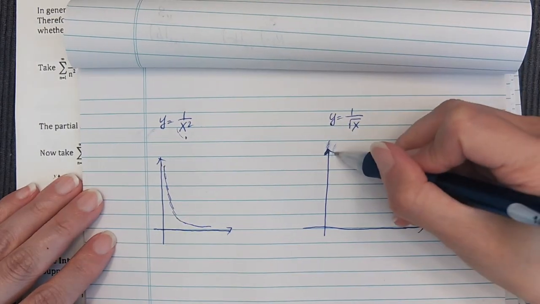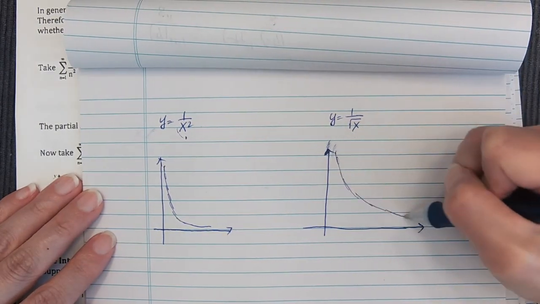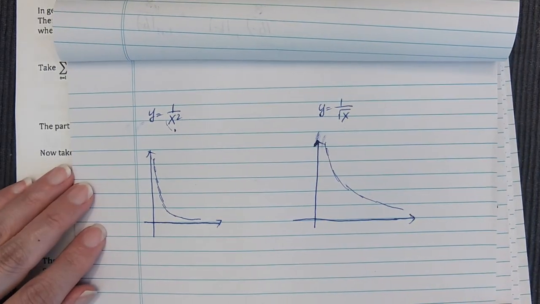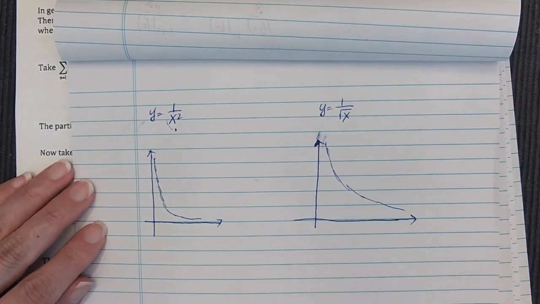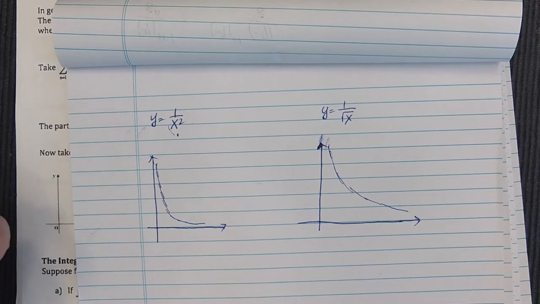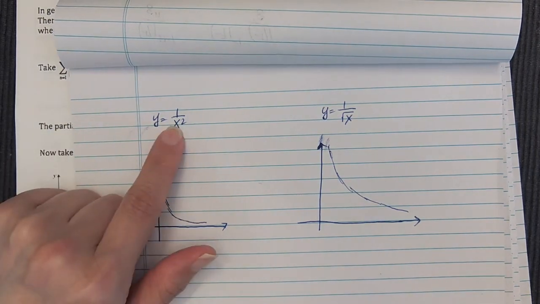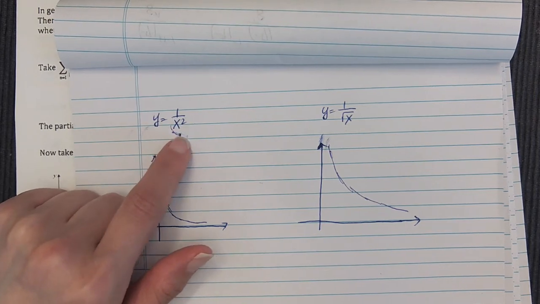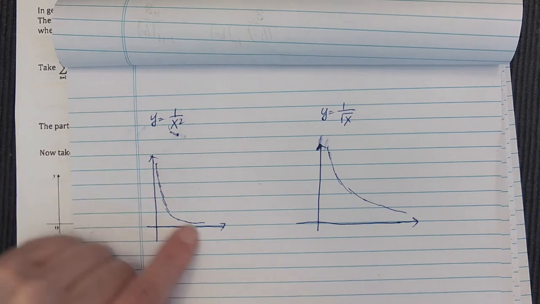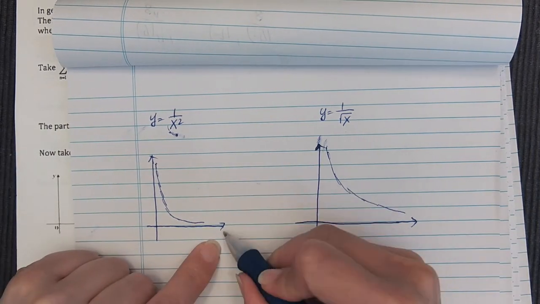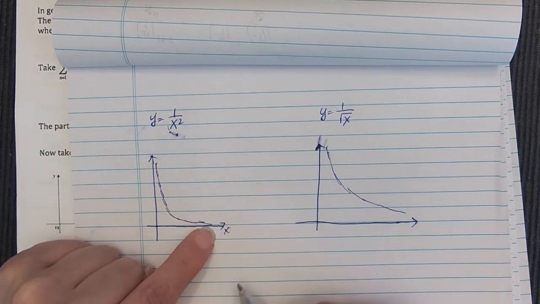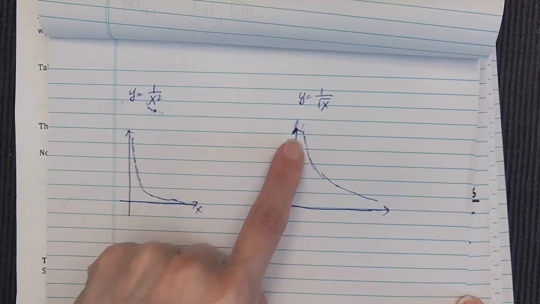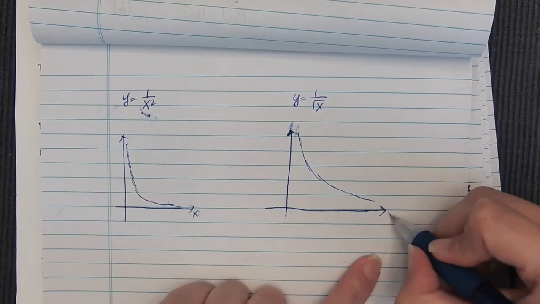This one, graph-wise, goes that way, but this one goes that way. Does that make sense, you guys? Stop me if you don't understand what I'm saying, okay? If you put the number here, it will be squared. That means the denominator becomes bigger and bigger so quickly, so it's approaching the x-axis quickly. But this one approaches the x-axis slowly.